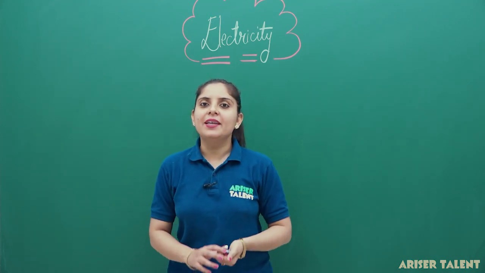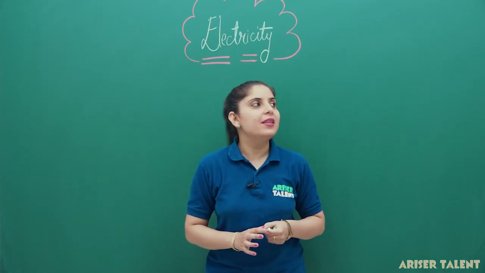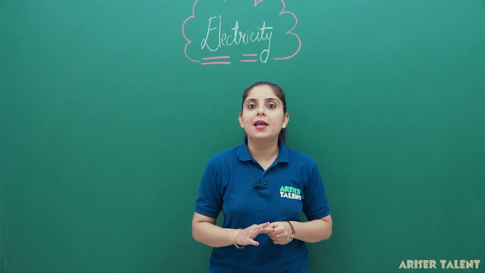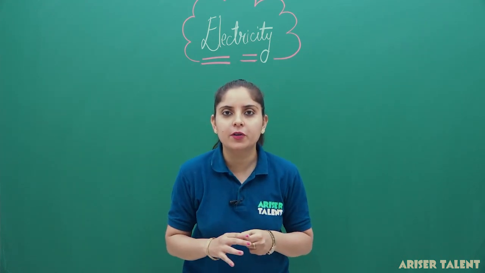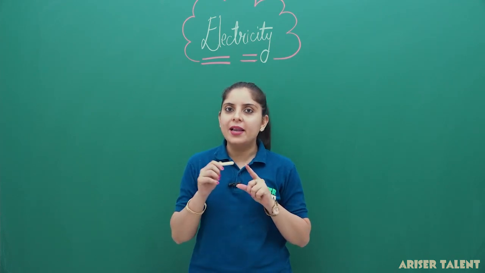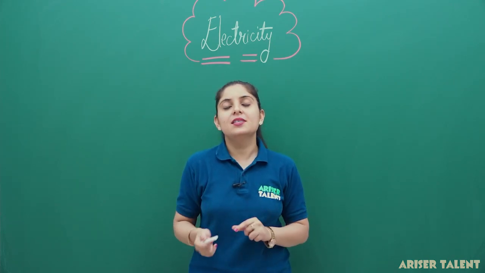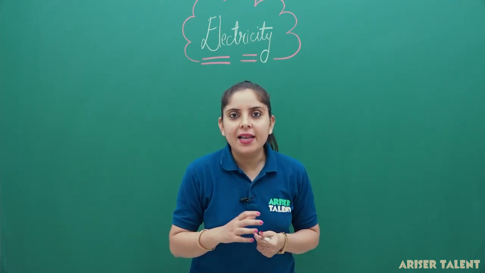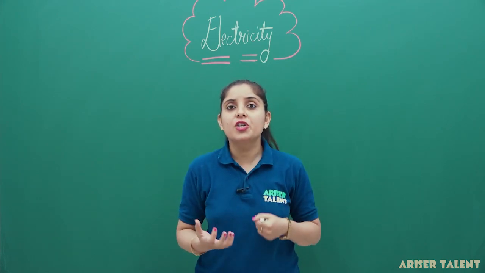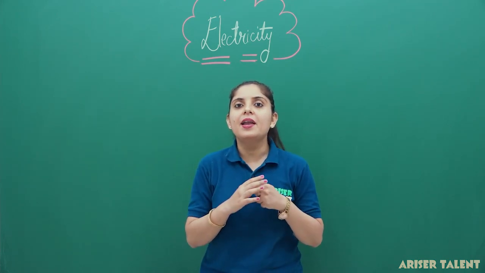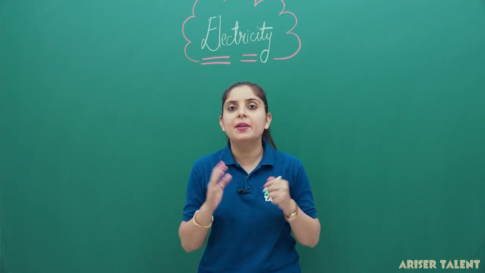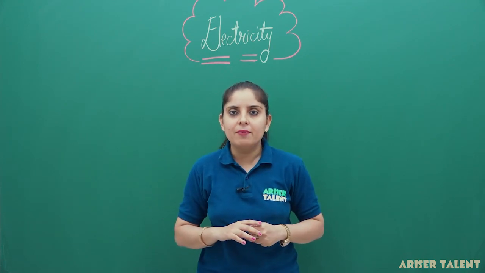We have started our chapter of physics class 10 about electricity, and until now we have discussed a lot of terms. Firstly, we have seen electric charges and their properties. Then we discussed electric current, its direction, its unit, and how the flow of charges takes place in any conductor or metallic wire.